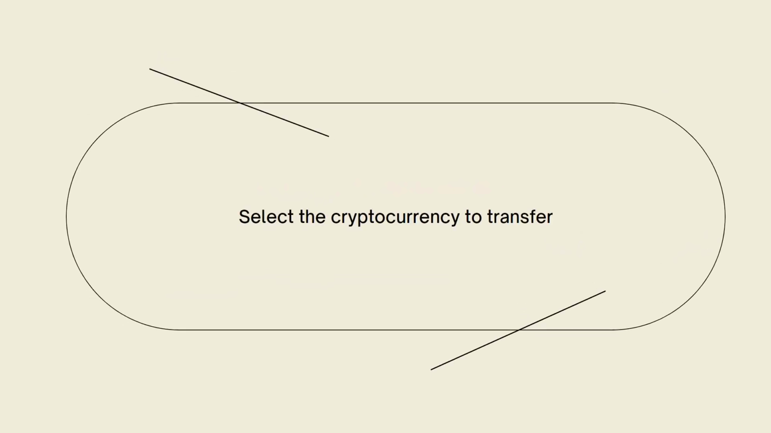Now select the cryptocurrency to transfer. Choose the cryptocurrency you want to transfer from crypto.com to your Exodus wallet. Make sure you have a sufficient balance of that cryptocurrency in your crypto wallet.